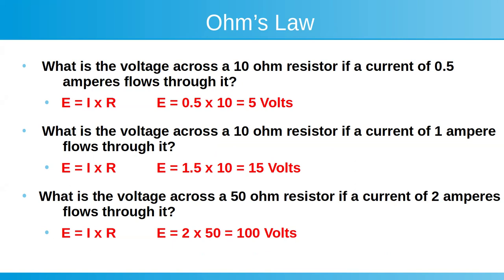Whoops. I changed this, I didn't change that. It should be 1.5 amperes flows through it. So it's 1.5 times 10, or 15 volts. I have to fix that one. What is the voltage across a 50 ohm resistor if a current of 2 amps flows through it? So it's just 2 times 50, or 100 volts.